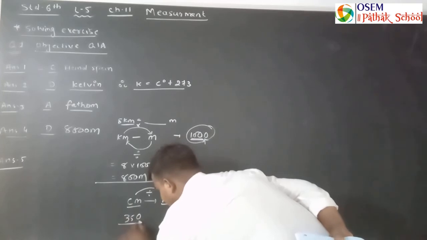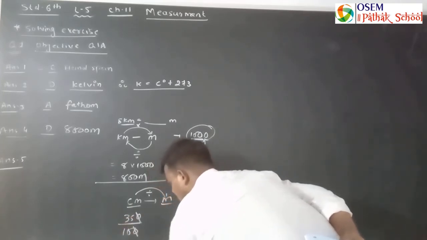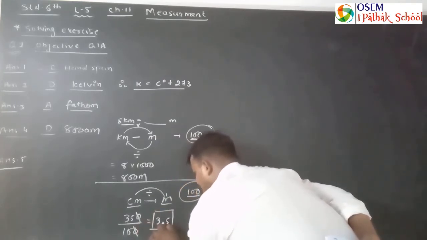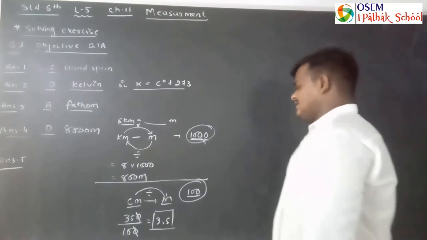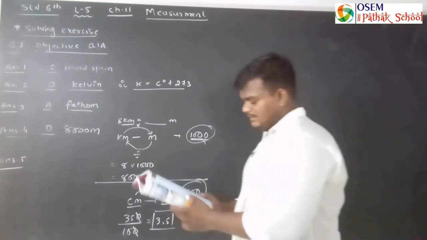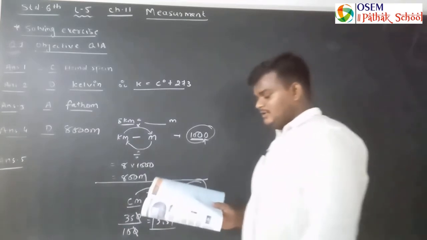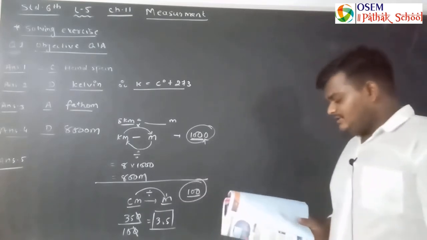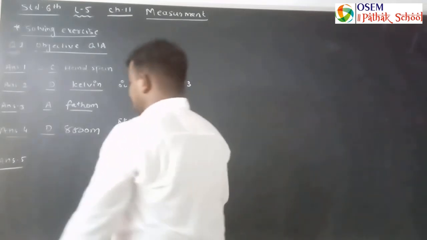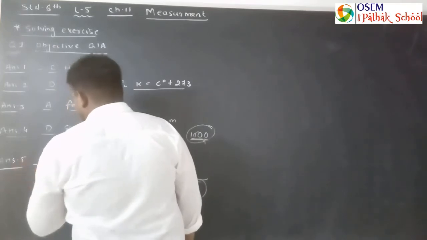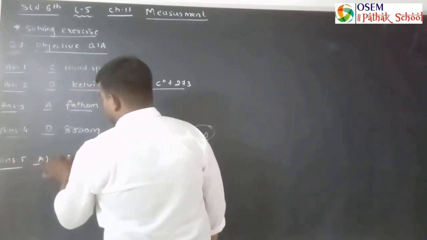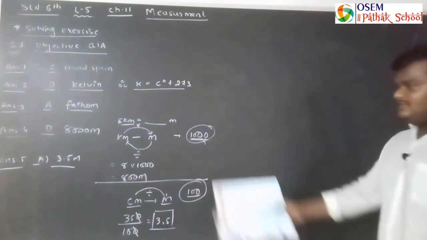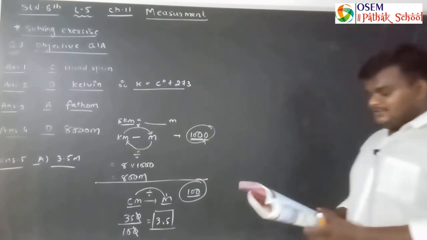So 350 divided by 100, the zeros cut, and after one digit the point will be placed. So it will be 3.5 meter. Option A 3.5 meter, option B 35 meter, option C 0.35 meter, and option D 3500 meter. So option A, 3.5 meter, is our right answer. So this is the MCQ part which is given in your textbook.